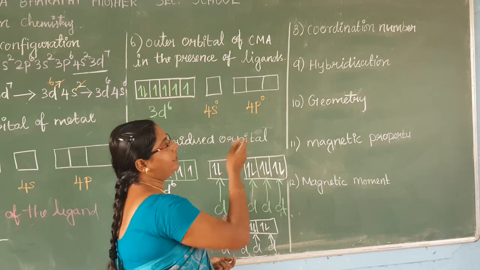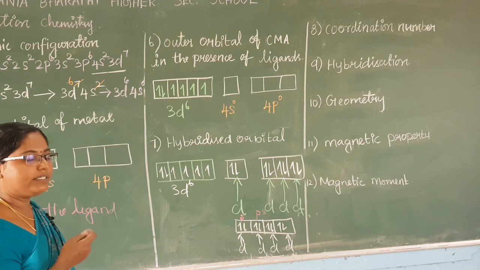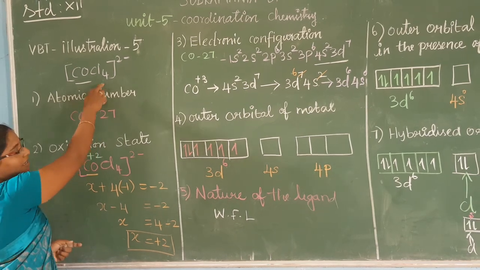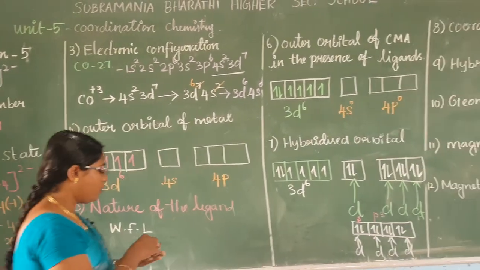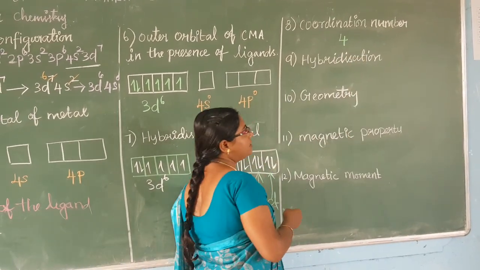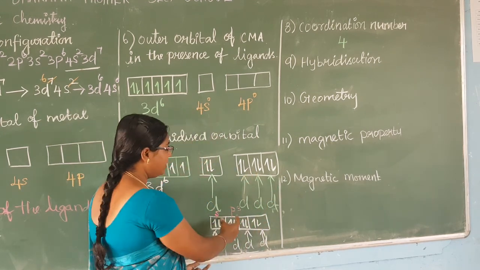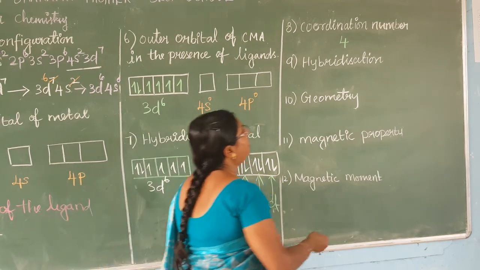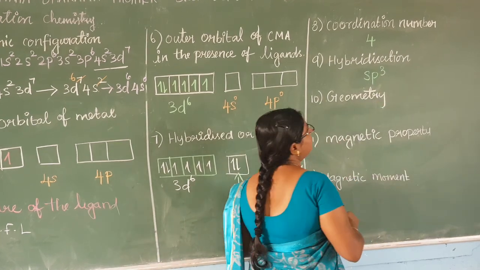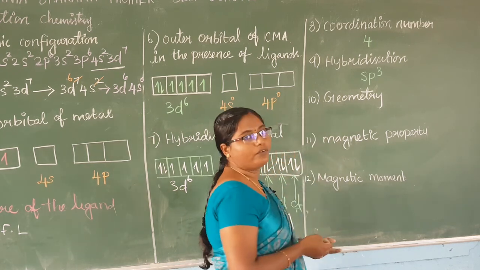What is the coordination number here? Coordination number is the number of ligands attached to the central metal atom. You see the complex, only 4 ligands are attached. So the coordination number will be 4. Then what is the hybridization? If the coordination number is 4, we have already found the hybridization. It is sp3 hybridization. The next step is the geometry.